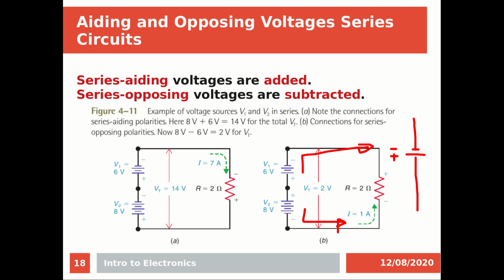So the polarities are important in circuits. Because both are at the same polarity here, we have a total voltage of 14. Because here they are opposite, we have a total voltage of 2, which is very low, and the current here is 1, because you just divide the total voltage by the total resistance, 2 over 2, it is 1. But for the same circuit, the same resistance, divide 14 by 2, and we have a current of 7 amperes.